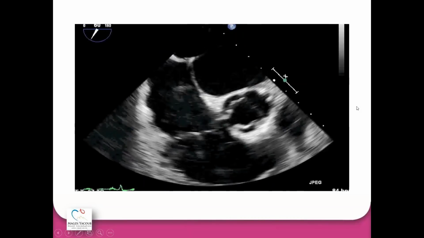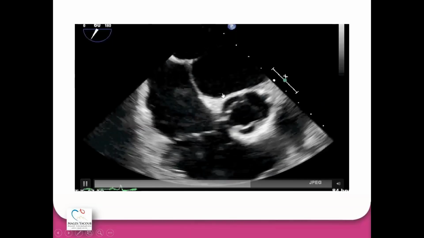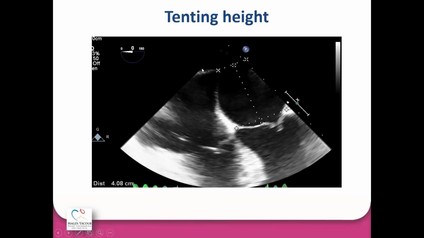Once you're tented, you have to make sure by the 2D again that you are away from the aortic valve, and then measure what's called the tenting height. At 0 degrees, get the 4-chamber view and measure the height between the tent and the annulus line, which usually should be around 4 centimeters.